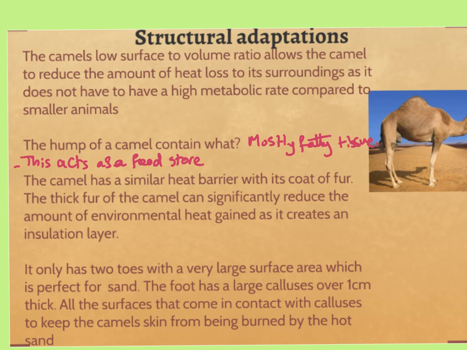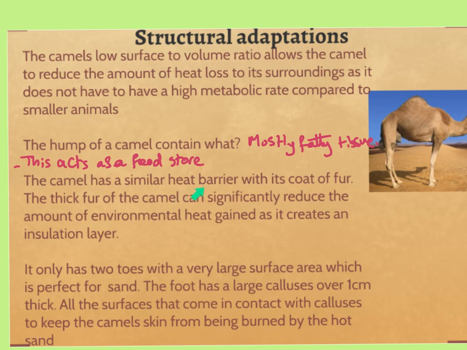Structural adaptation of camel includes many forms of adaptation. First, camels have a low surface area to volume ratio. This allows the camel to reduce the amount of water loss to its surroundings, as it doesn't have to have a very high metabolic rate compared to smaller animals. Second, the hump of the camel contains fatty tissue which acts as a food store.